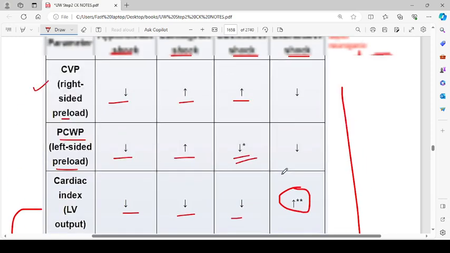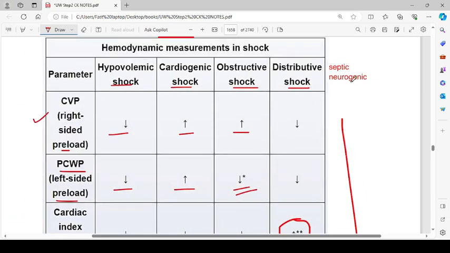Then we have the next thing, that is distributive shock. Now distributive shock can be of three types, that is septic shock, neurogenic shock, or any systemic inflammatory condition if that is present in the body. That can also be, for example, burns or some post-MI inflammatory state. So even that can lead to distributive shock.